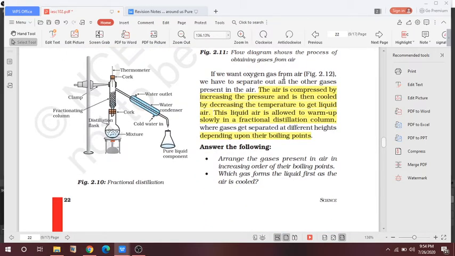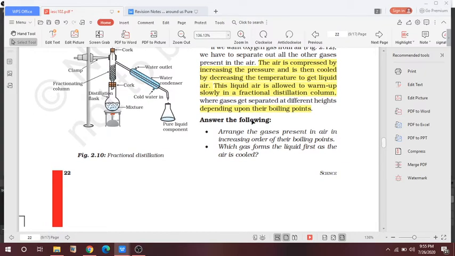If we want oxygen gas from air, we have to separate out all the other gases present in the air. The air is compressed by increasing the pressure and is cooled by decreasing the temperature. This is very important to get liquid air. This liquid air is allowed to warm up slowly in a fractional distillation column. So we separate them on the basis of their boiling points, and the gases are present at different heights.